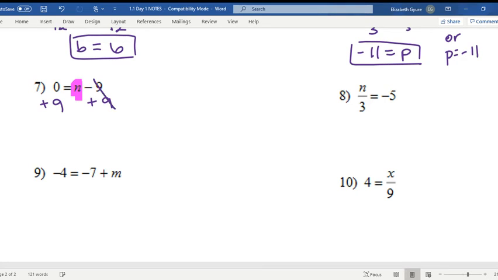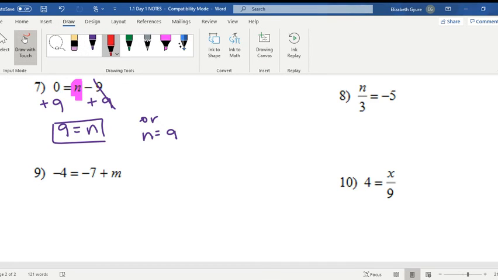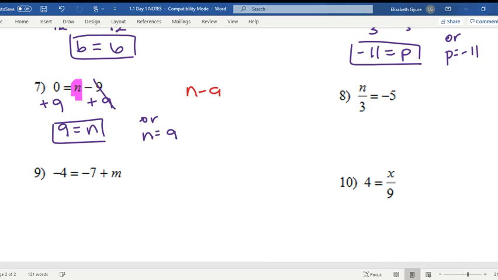Okay, so then your 9's cross out, and what's 0 plus 9? 9. So you just have 9 equals n, or if you prefer, n equals 9. Again, if you guys see one of those and you're like, no, I can't wrap my head around it being on the other side, just update it. Make it 9 minus n minus 9 equals 0, right? That means the exact same thing.